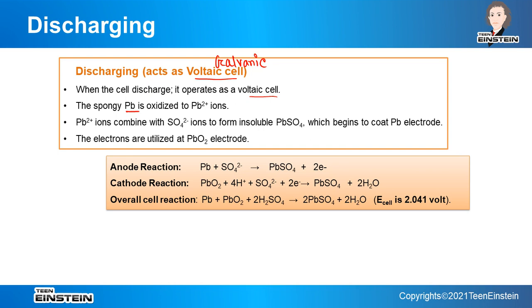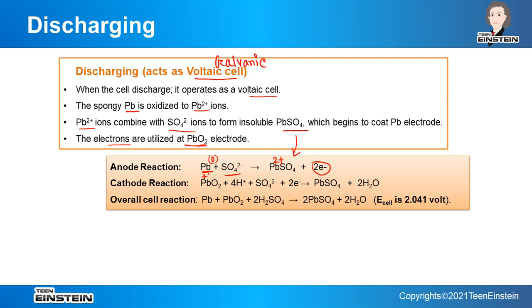Now the spongy Pb that is present at anode will be converted to Pb2+. Now look at the anode reaction. Pb, it is in 0 oxidation state, and now it is converted to Pb2+. And as there is sulfate ion present, because you are using electrolyte H2SO4, in presence of sulfate ion this Pb2+ will be converted to PbSO4, and 2 electrons are sacrificed by Pb. Now Pb2+ ions can combine with sulfate and form insoluble PbSO4, and this begins to coat the Pb electrode. These electrons that are removed from Pb0 will now be utilized at the cathode, which is PbO2, another electrode.